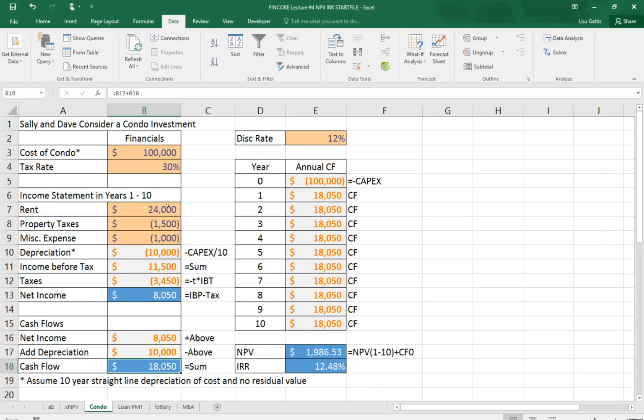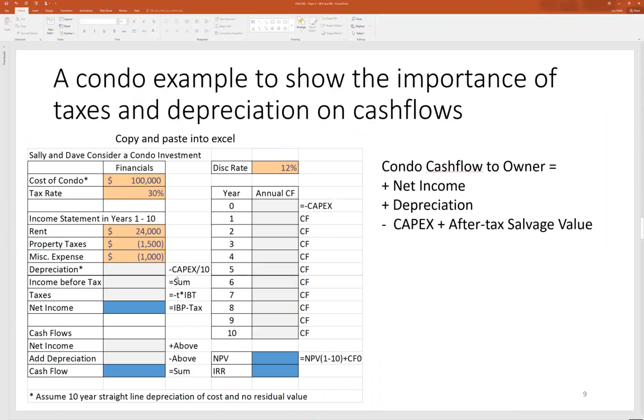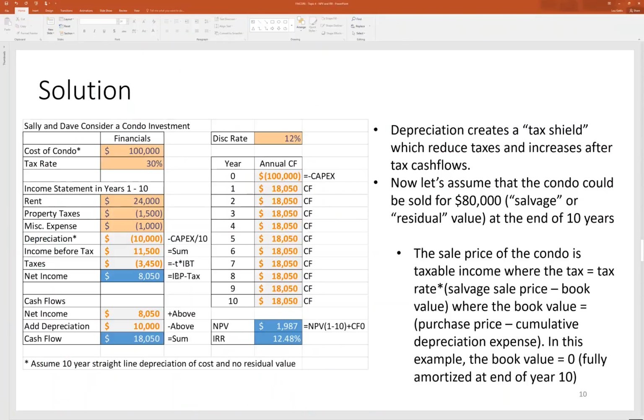So one assumption is kind of silly, and that is that the condo is worthless at the end of the 10 years. We can make one other assumption. Let's assume that at the end of 10 years, I'm going to sell the condo for $80,000. Now at the end of the 10 years, the condo is fully depreciated. In other words, it has a book value of 0 since we amortized over 10 years. So when we go to sell this condo at the end of the 10th year, it has no book value recognized by the IRS. So this $80,000 is fully taxable if we sell it at the end of the 10th year.